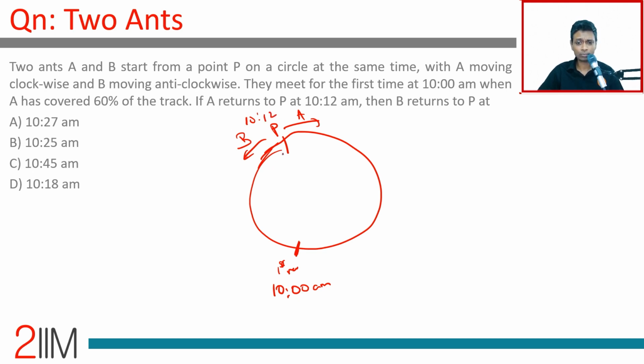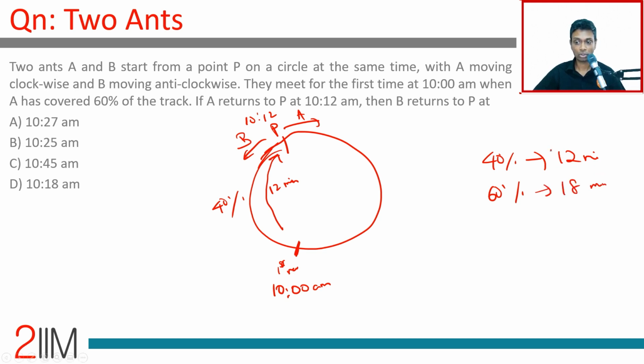So let's think about A alone. To travel this distance, A has taken 12 minutes. This is 40%. 40% of the distance A travels in 12 minutes. The remaining 60%, A should have taken 18 minutes to travel. 60 by 40 into 12, just ratios. So A would have taken 18 minutes to travel the first 60%. Total time A takes is 30 minutes.